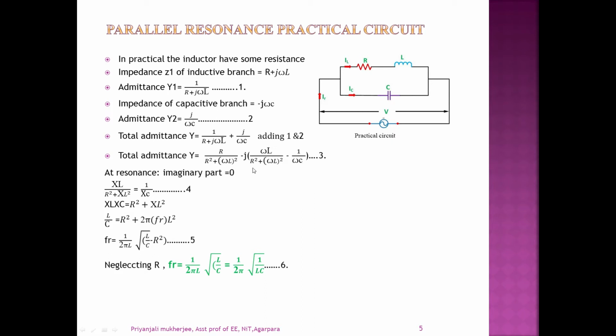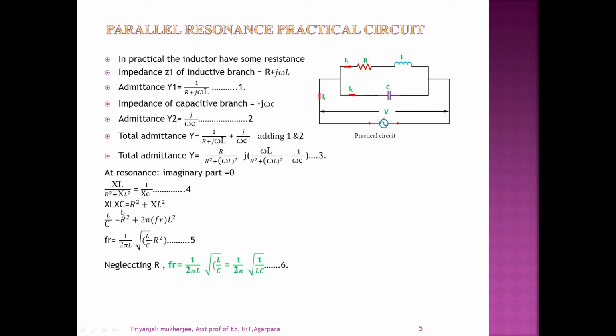So at resonance, we know that the imaginary part becomes 0. So if the imaginary part becomes 0, then this part, XL by (R square plus XL square), is equal to 1 by XC, because omega L means XL. So omega L by (R square plus XL square) equals 1 by omega C, that is 1 by XC. From this equation, we can solve that XL into XC is equal to R square plus XL square.